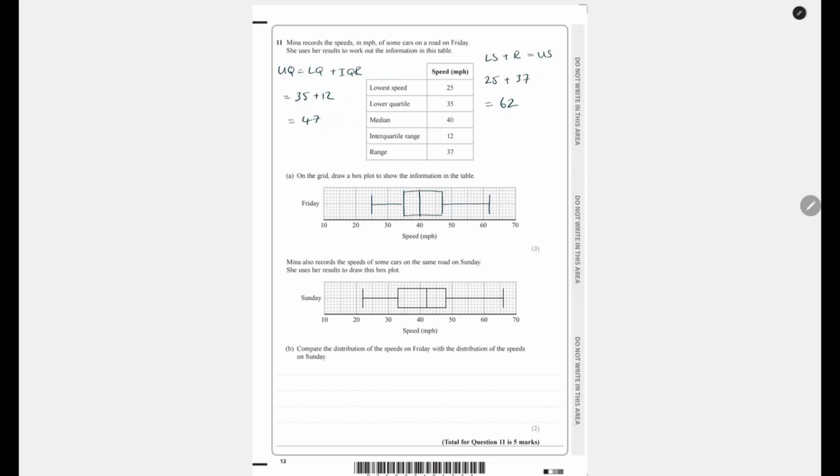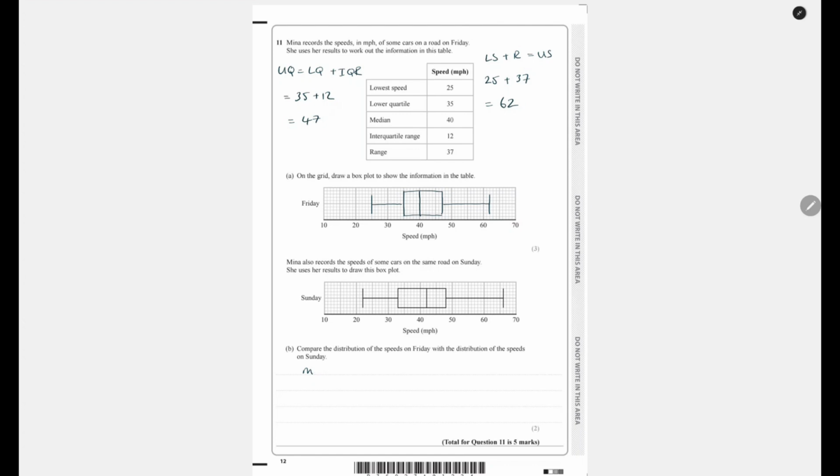Part B says Minna also records the speeds of some cars on the same road on Sunday. She uses her results to draw this box plot. Part B says compare the distribution of the speeds on Friday with the distribution of speeds on Sunday. So the first thing that we can note is that the median speed for Sunday is greater than the median speed for Friday. So cars in general are moving or driving faster on Sunday.